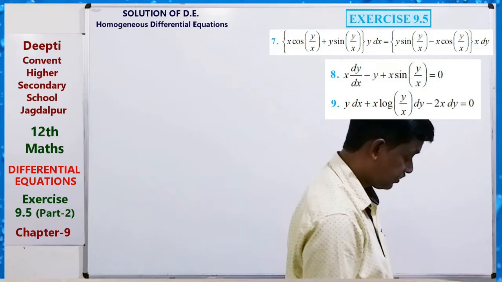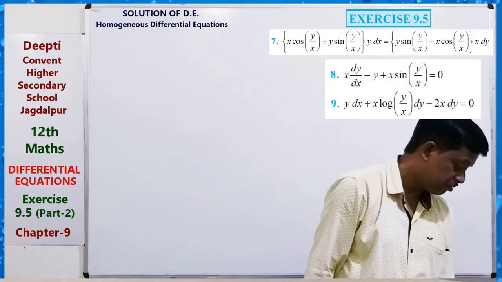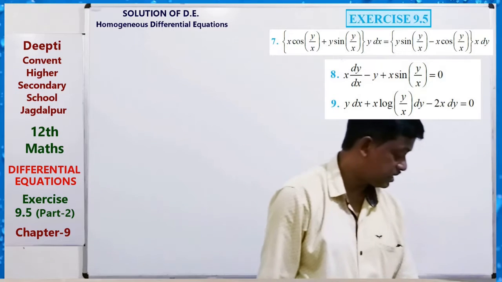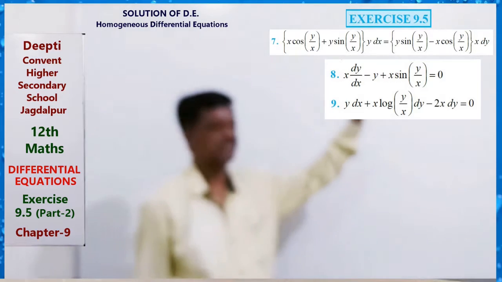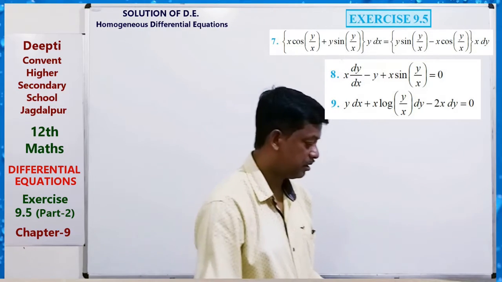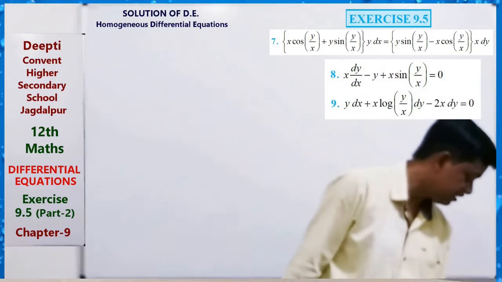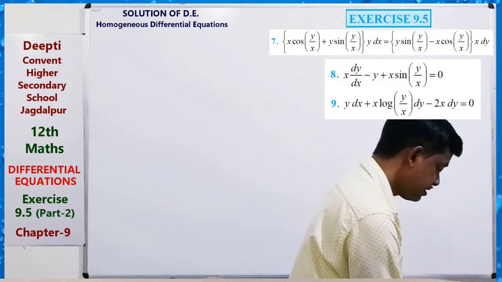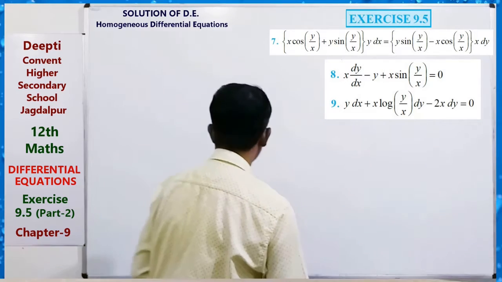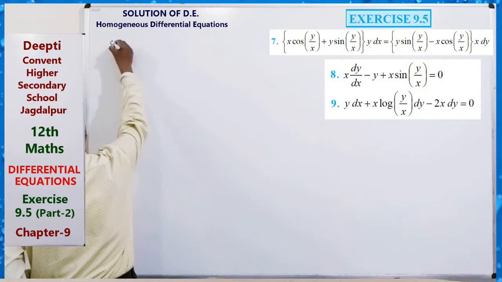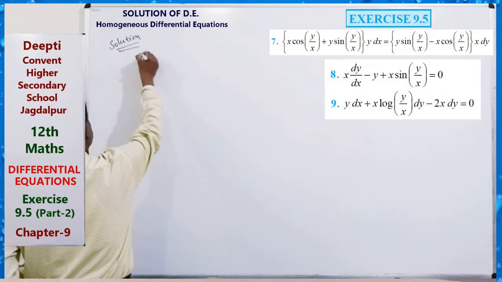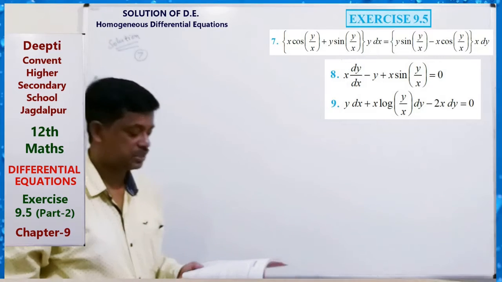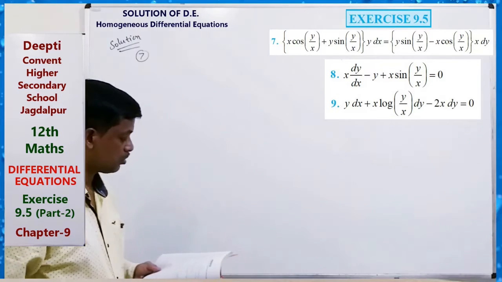Now here we can see that question 7, question 8, question 9, question 10 all the questions have terms of y by x or x by y form. So here take question 7. Okay, take question 7.